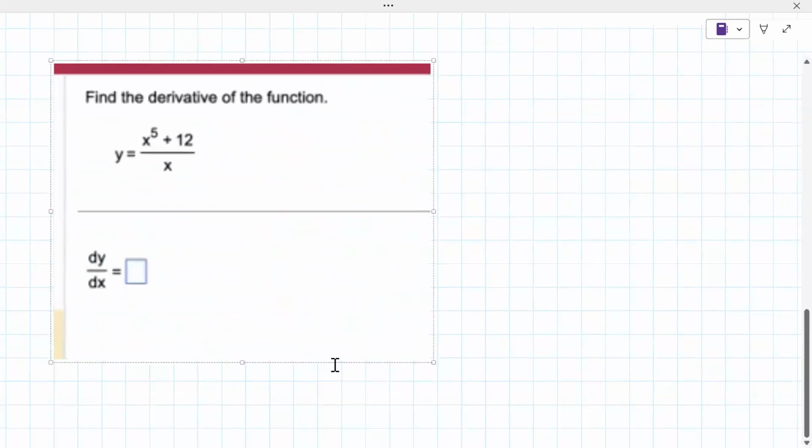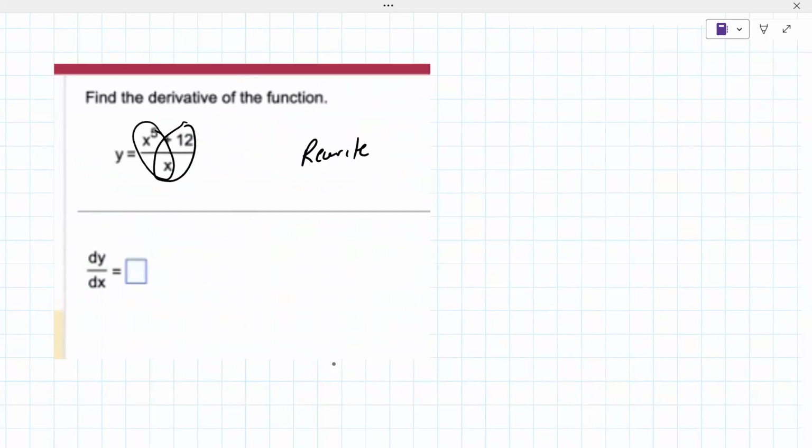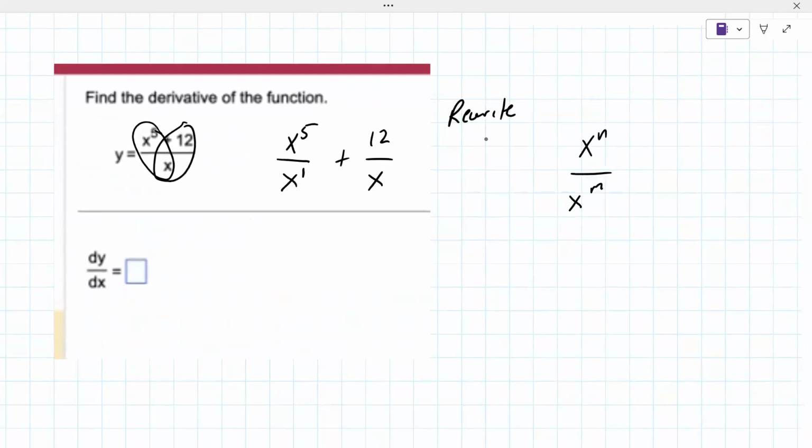So the other types of things that you can do to rewrite this are to not just use exponent rules, but to actually perform some sort of algebra. So you can divide each of these by the x. And so the rewrite here is that it's x to the 5th over x, 12 over x, like that. The rule when you have an x to the n over x to the m is that you subtract the exponents. So this becomes x to the 4th.